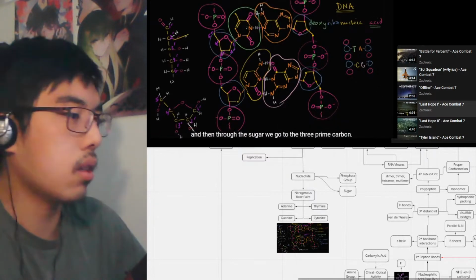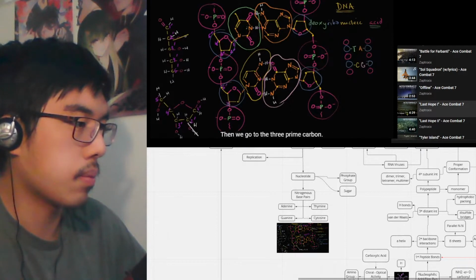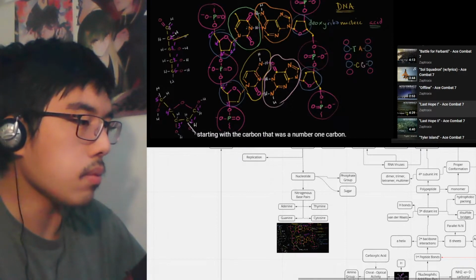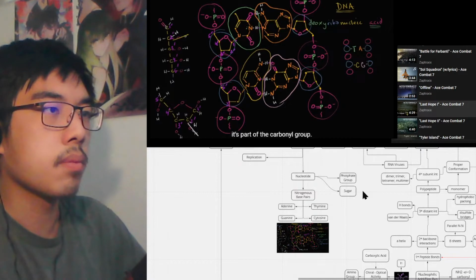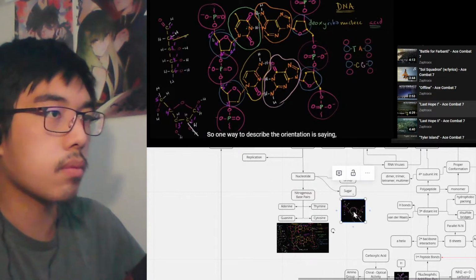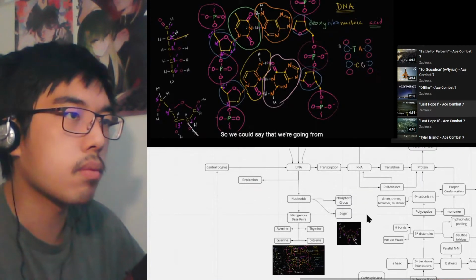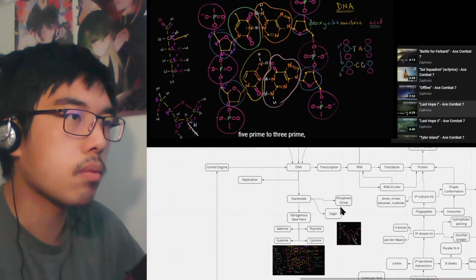3' carbon, then we go to another phosphate, then we go to the 5' carbon. Let me label that. This is the 5' carbon, then we go to the 3' carbon. That just comes out of numbering these, starting with the carbon that was the number 1 carbon, which in a straight chain form is part of the carbonyl group. We're going from 5', phosphate, 5', 3', phosphate, 5', 3', phosphate. So one way to describe the orientation is that we're going in the direction from 5' to 3' on the left-hand chain.